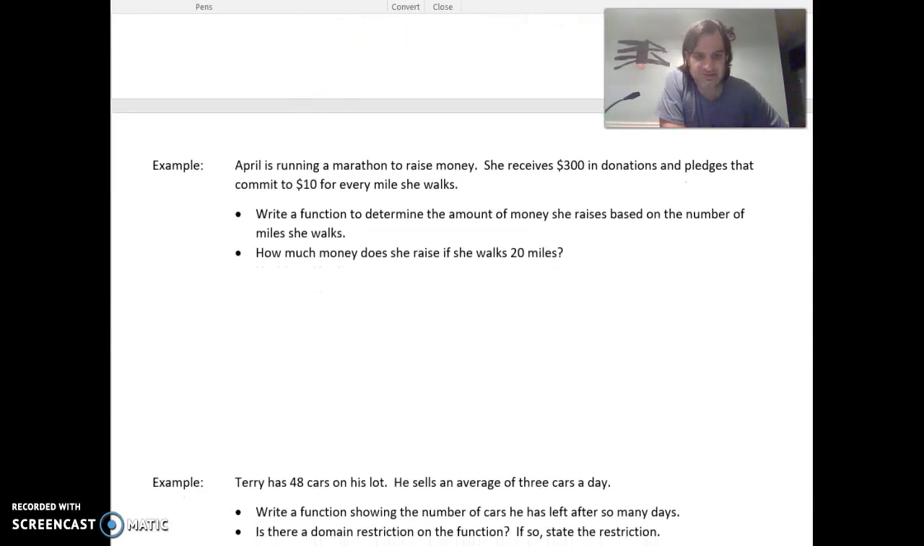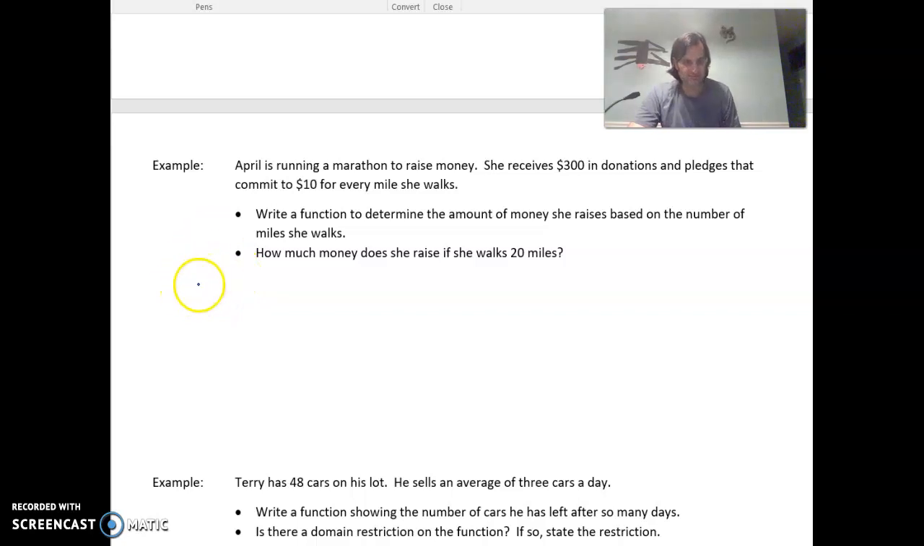Let's see here. April is running a marathon to raise money. She receives $300 in donations and pledges that commit to $10 for every mile she walks. Okay, so it says write a function to determine the amount of money she raises based on the number of miles she walks. So let's see if we can do this.